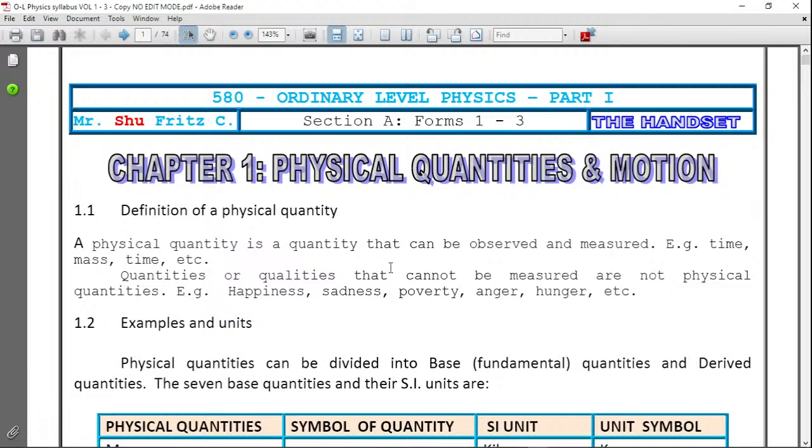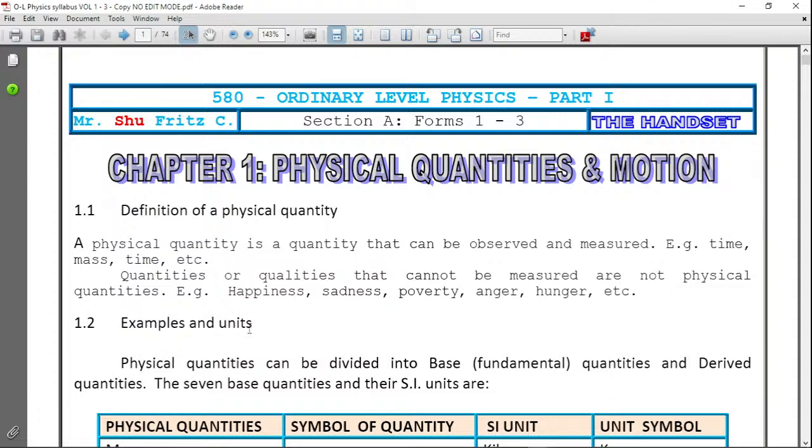For example, you can see that somebody is happy, you can observe it, but you cannot measure the amount of happiness in terms of physics. Sadness, poverty, anger, hunger or bitterness can be observed, but you cannot measure them. So these types of quantities are not physical quantities.